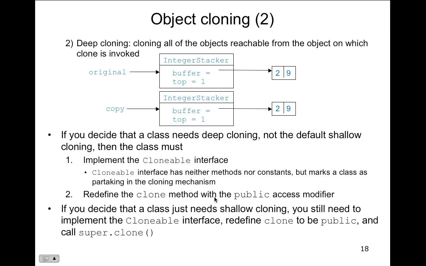In our deep cloning, we would have cloning where all of the objects reachable from the object on which the clone is invoked are copied. So if we had a case where we had employees that had dependents, and we created a new employee object, and we created dependents inside of other objects, and we did a regular old clone without doing a deep clone, we wouldn't get the dependents. Here we're going to get the referenced objects that that object is referencing, which are all of the dependents. So we would get copies of those as well.